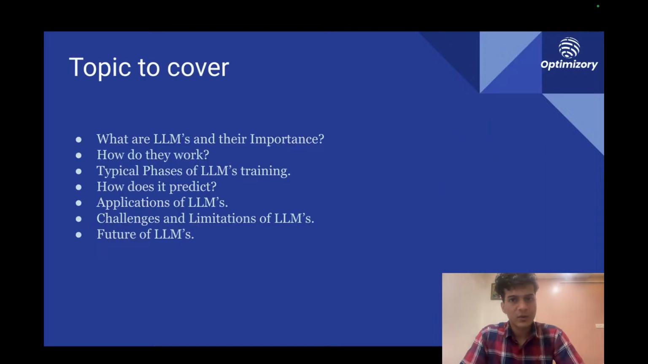The topics that we are going to cover in this session are, first of all, what are LLMs, why are they so important, how do they work, and the typical phases at the time of LLM training. What are the typical phases when LLMs are trained, and how does the prediction happen? Then we are going to discuss some applications of LLMs, then challenges and limitations faced in the current version of LLMs, and finally the future of LLMs. Then we will look at a small project that I made with LLMs. Now let's start this webinar.